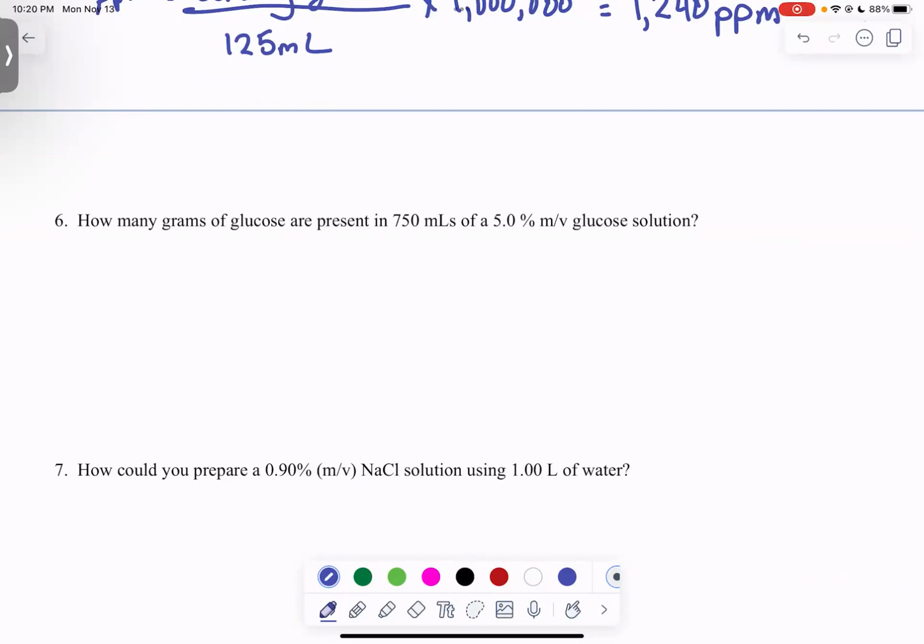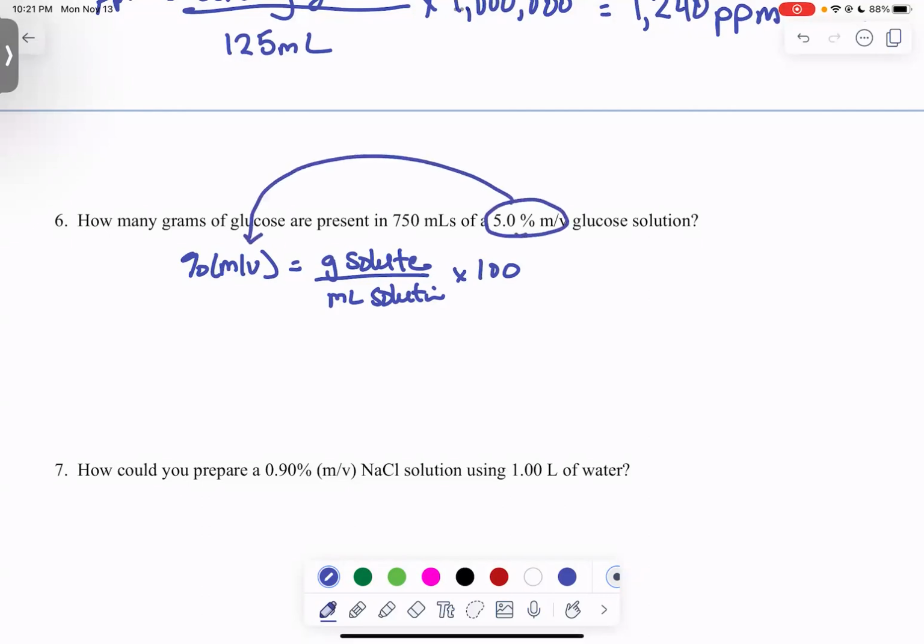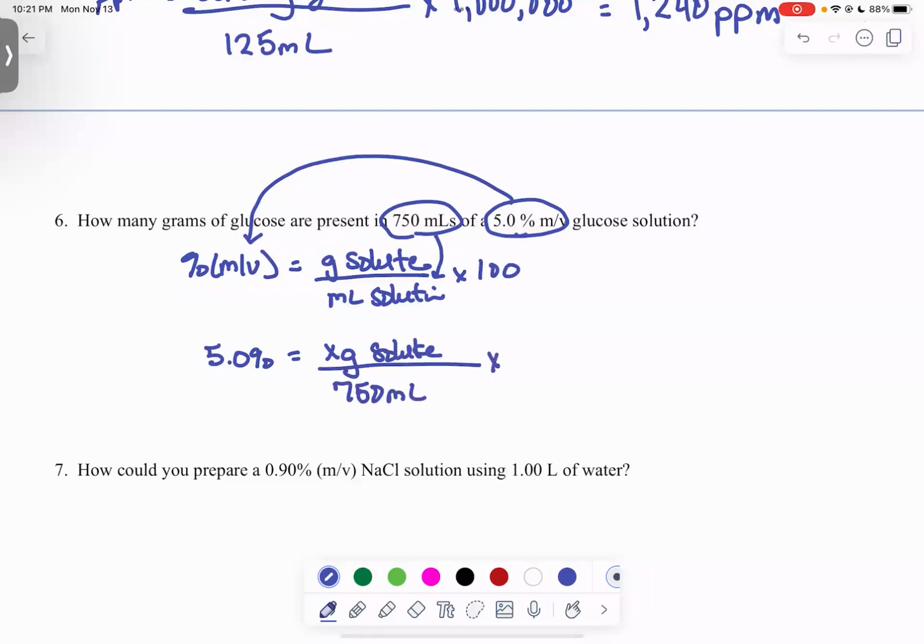All right, how many grams of glucose are present in 750 milliliters of a 5% mass by volume glucose solution? So this is using exactly the same formula we had before. Percent mass by volume is equal to our grams of solute over our milliliters solution times 100. So now all I'm going to do is plug things in. This is my percent mass by volume. Here's my milliliters, and then my unknown is going to be my grams of solute. So I'm going to have 5.0% is equal to some number of grams of solute, I don't know what that is, over 750 milliliters of solution times 100.